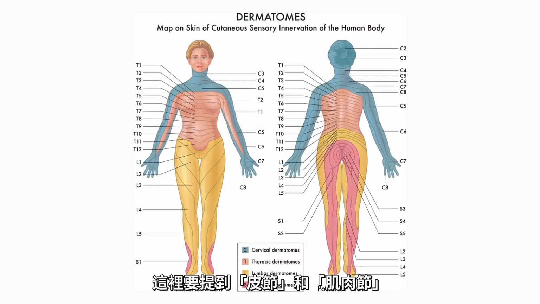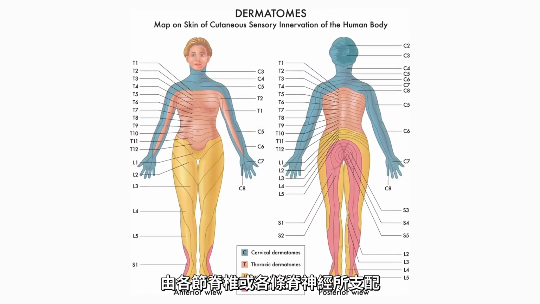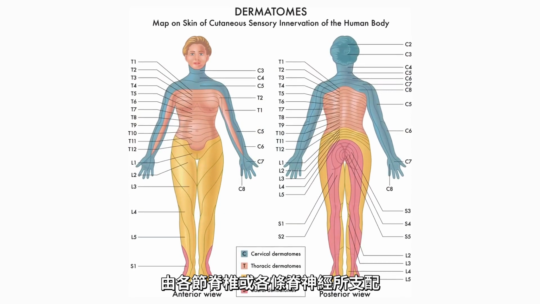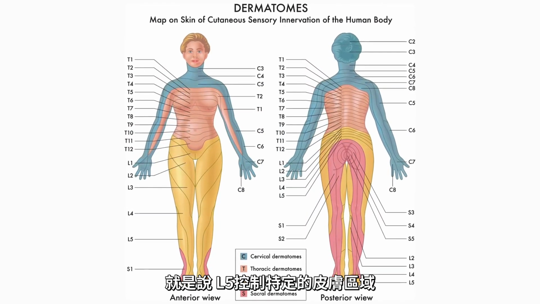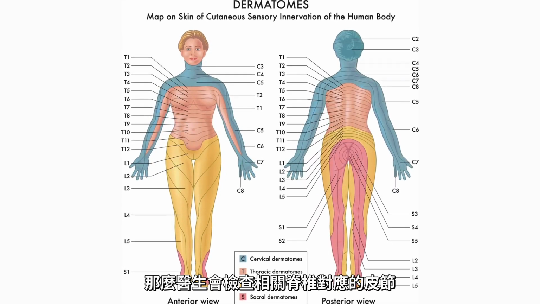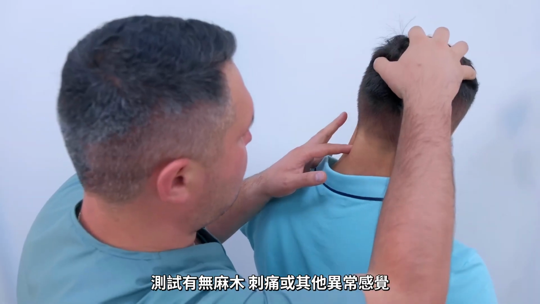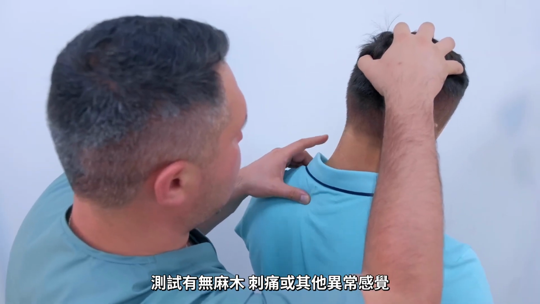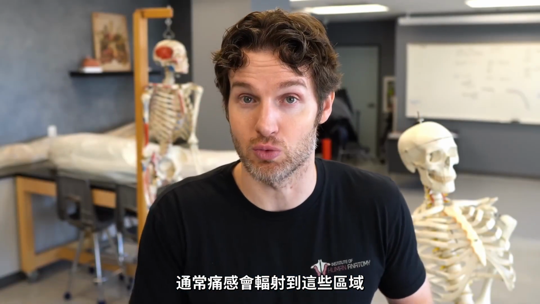There are these things called dermatomes and myotomes. A dermatome is an area of the skin that's innervated or served by a specific spinal level or spinal nerve. So there's L5 that controls a specific area of the skin. S1 goes to a specific area of the skin. So the clinician would test those specific dermatomes associated with that spinal level for things like numbness or tingling or other abnormal sensations. Often the pain can radiate to those areas as well.